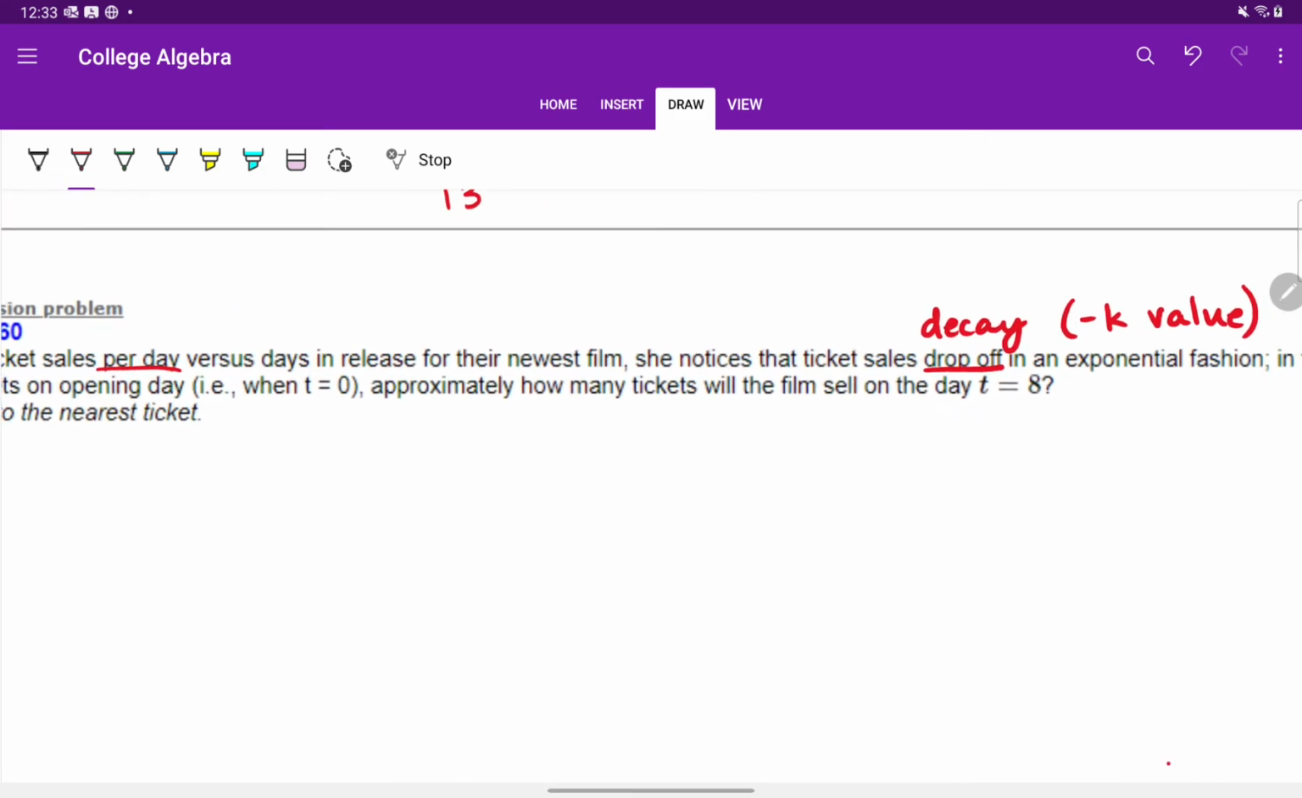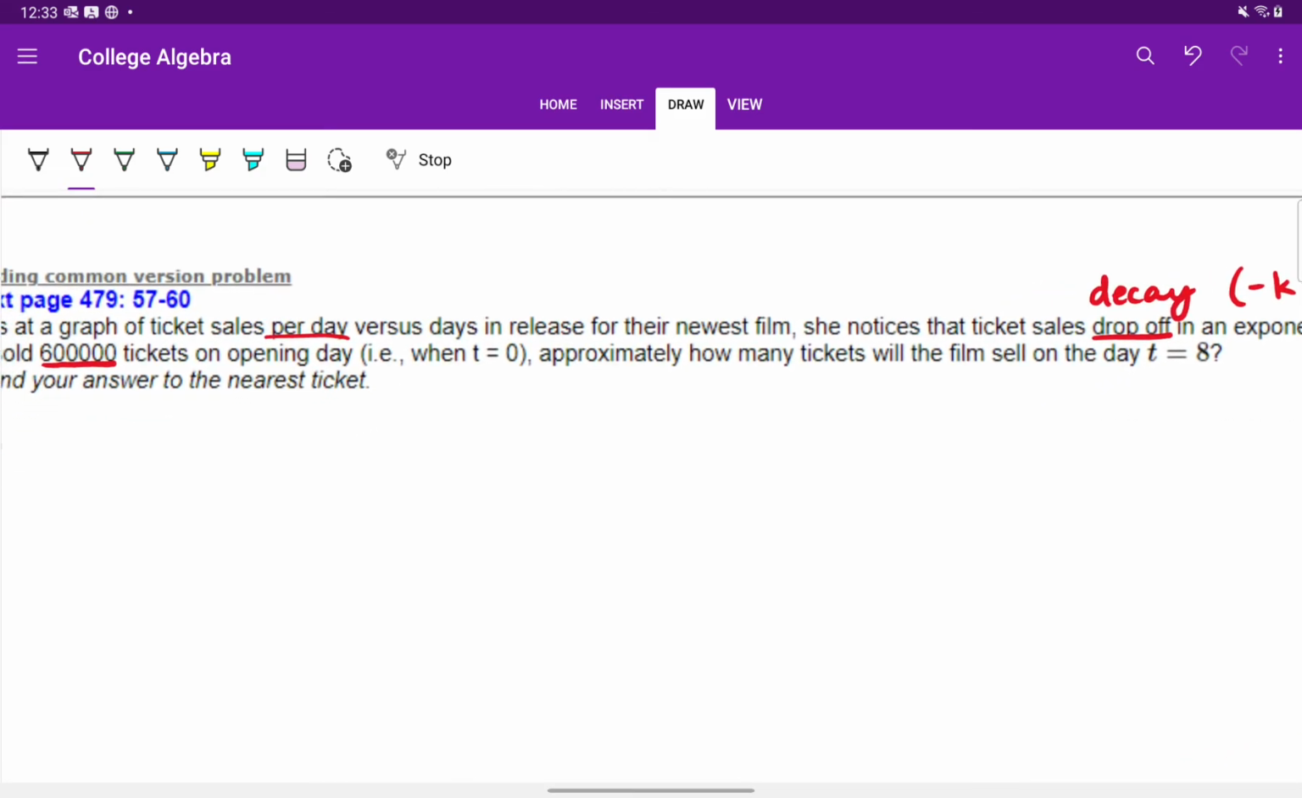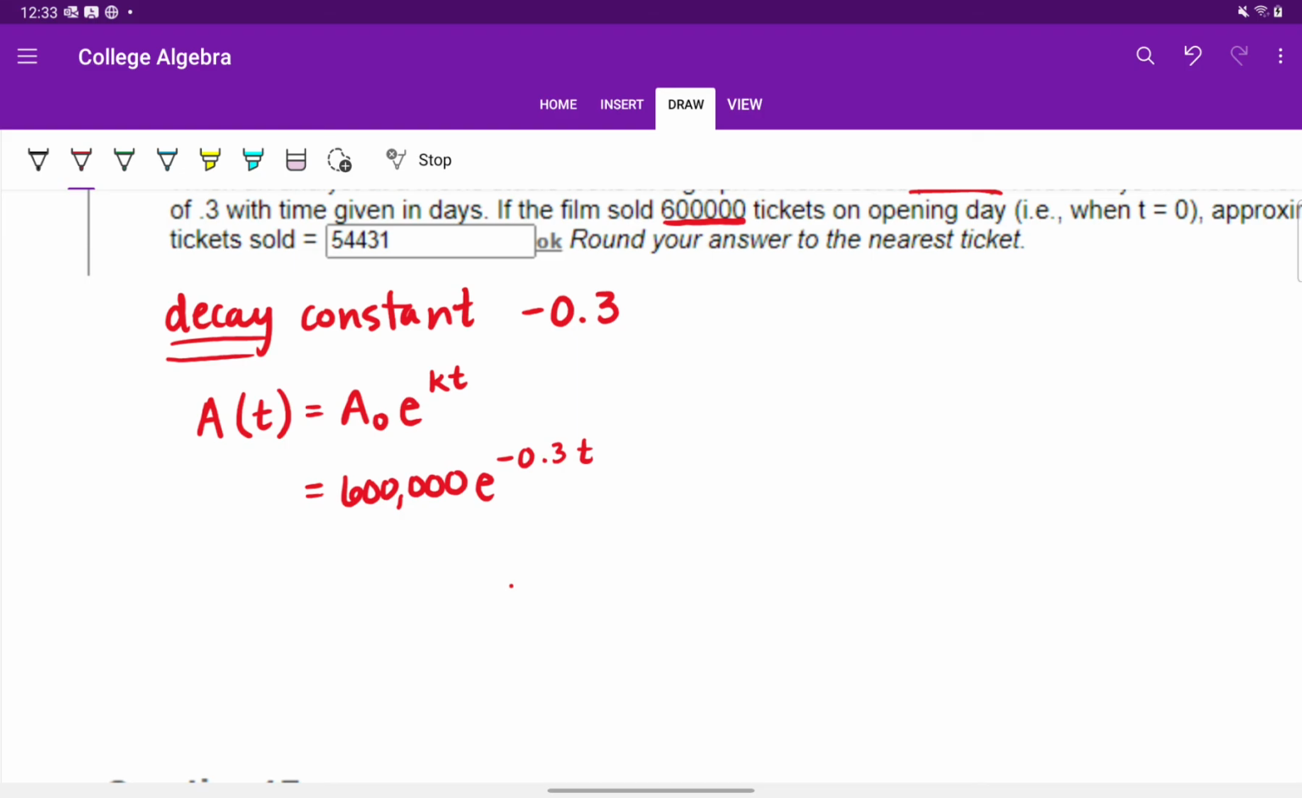Approximately how many tickets will the film sell on day 8? So they're asking us to plug in 8 for t. So that's all of the information we have. We just plug this straight into a calculator and you end up with A of 8 equals about 54,431. That's it.